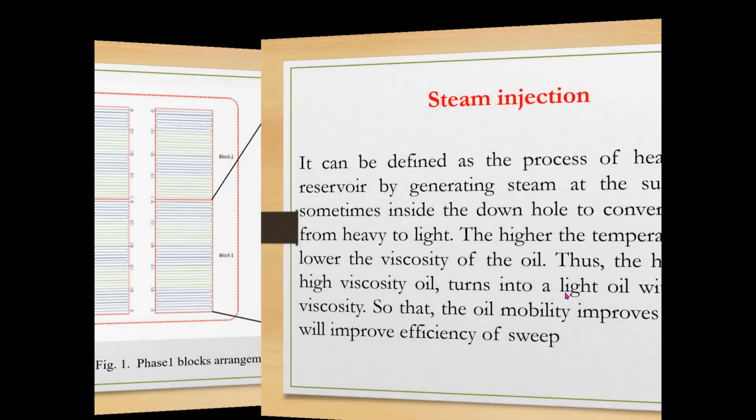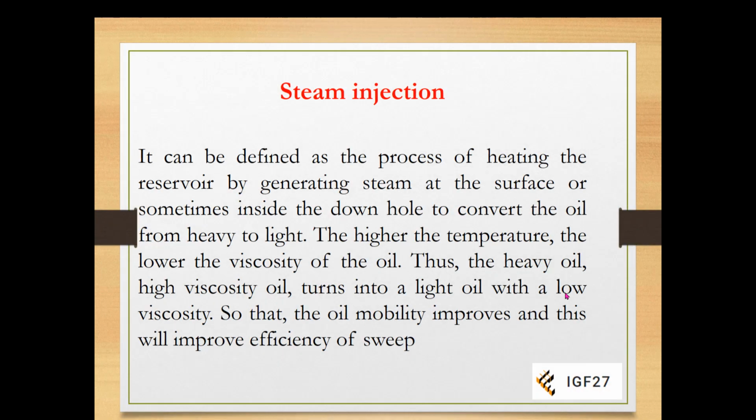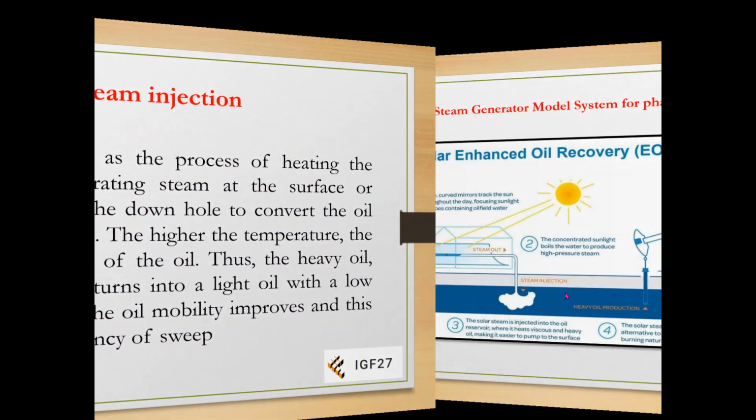Here we have four blocks, and each block contains 4 to 5 loops, which contain 8 rows. Steam injection can be defined as the process of heating a reservoir by generating steam. The generating of steam can happen at the surface or sometimes inside the downhole to convert the oil from heavy to light. The higher the temperature, the lower the viscosity of the oil. Thus, the heavy, high viscosity oil turns into light oil with low viscosity, so the oil mobility improves, and this will also improve the efficiency of the sweep.